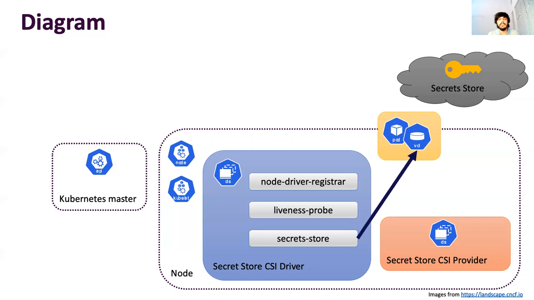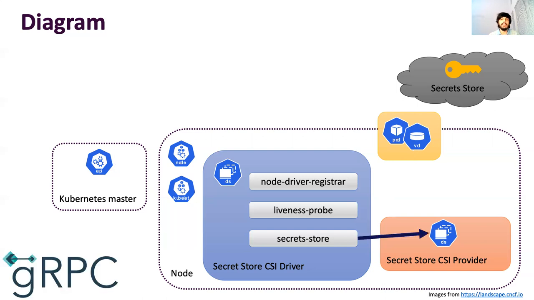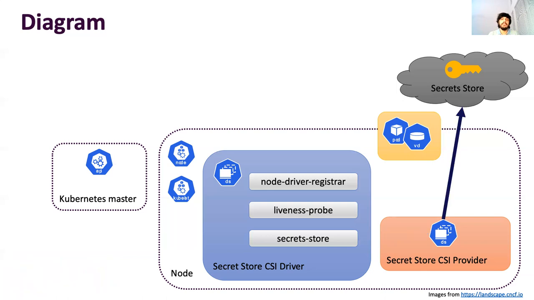The first thing that the CSI driver does at this point is it mounts the tmpfs to the pod. And then it issues an RPC request to the provider based on the configuration. The provider talks to the external secret store to fetch the secrets. The provider in this scenario uses the pod's identity. So it could be the pod's workload identity or any other configuration that's tied to the workload pod.